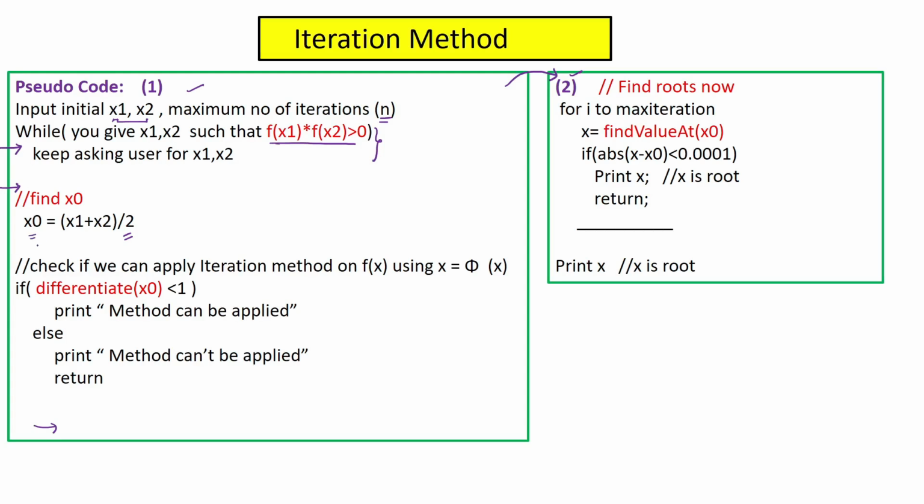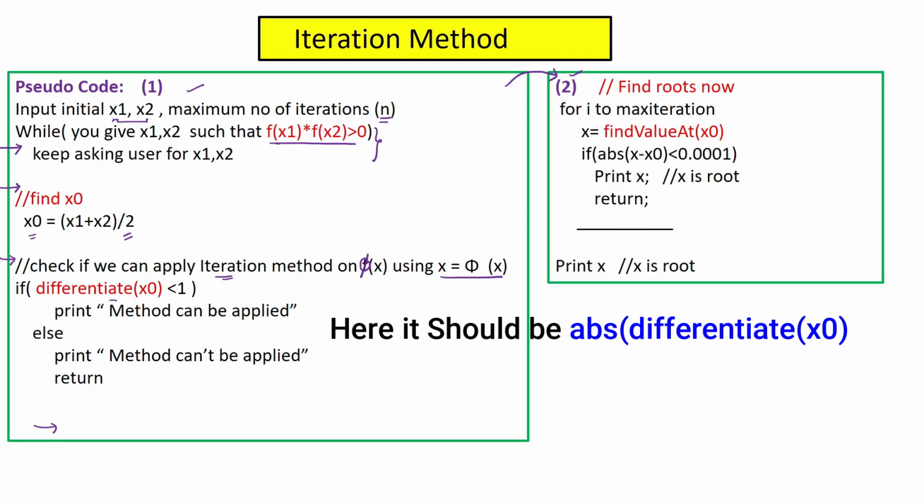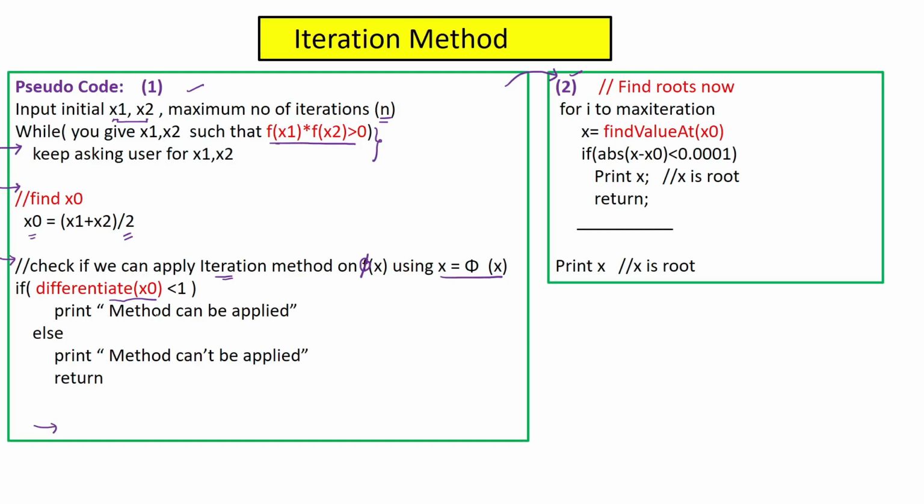and then we will proceed forward. Now, as you know, this x0 will be used when we differentiate the function and find the value of that function at the x0 point. So now after this, we have to see if our iteration method can be applied on our phi of x using this x equal to phi x form. So inside the if we are calling a function with argument x0, and if the return value of this differentiate function is lesser than 1, then we will say the method can be applied, that is, the iteration method can be applied.